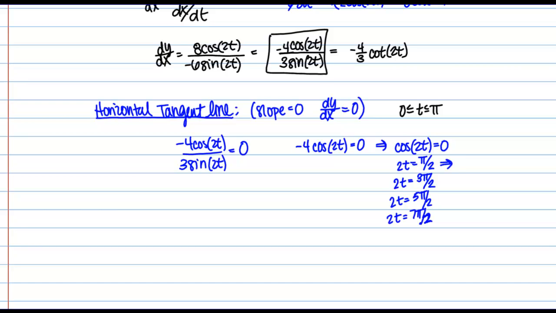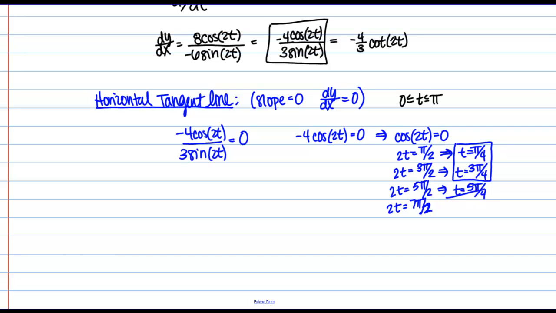I'm going to get t equals pi over 4. And then here I'm going to get t equals 3 pi over 4. For 2t equals 5 pi over 2, I'm going to get t equals 5 pi over 4 if I solve that expression. So at this point, though, I can see that I'm already outside of my interval here. t is between 0 and pi, so I don't need to continue. And I'm really just going to pick these two t values here: t equals pi over 4 and t equals 3 pi over 4.